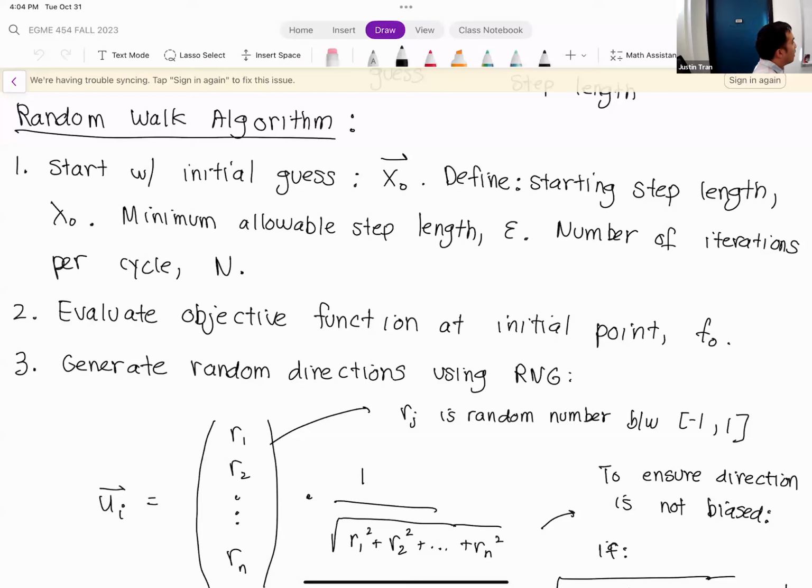And the direction and the length of that step is going to be somewhat random, hence the name random walk. Okay, and so the way it works is that we're going to start with an initial guess, with some value. So we call that x naught vector. And we also need to define all of our parameters: the step length, the minimum allowable step length, the number of iterations per cycle. Okay, so we'll go over what all those mean in a second.